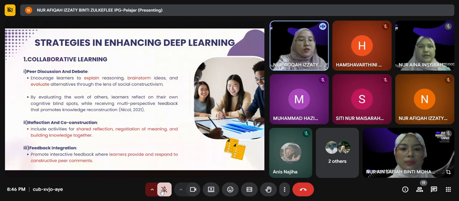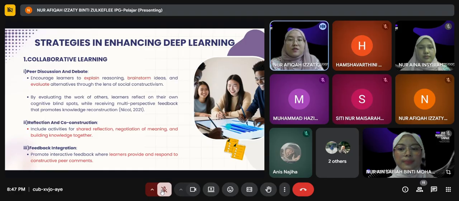And after all, collaborative learning is definitely active and engaging, and it also helps you to be someone who has various skills. It's like killing two birds with one stone. And you will also have various kinds of feedback from your peers, where learners provide and respond to constructive peer comments on what areas you're supposed to study or have to improve.